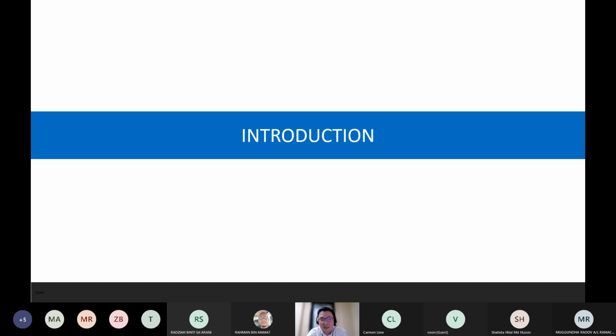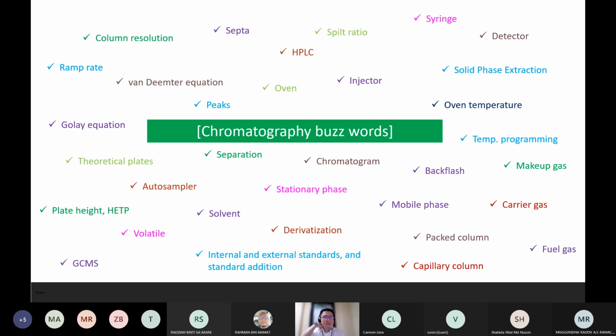So let's start with the introduction. Next slide, please. Before we jump into the presentation, these are some of the buzzwords that I could come up with when I think about chromatography. I believe some of the points here would be very close to your heart, since you've already taken the course for, I believe, a few weeks or months now.